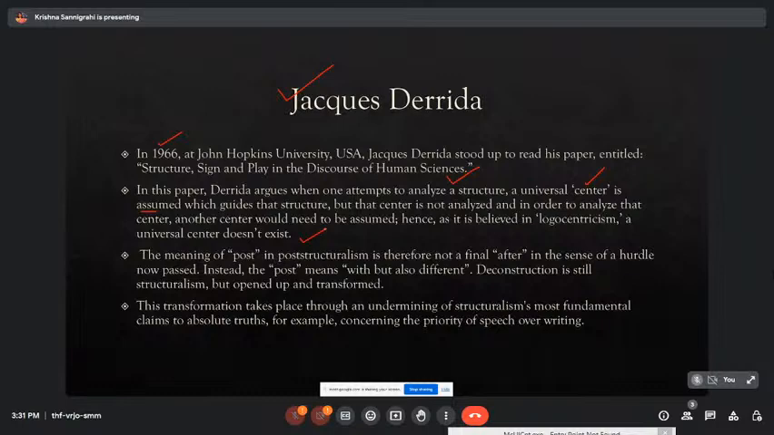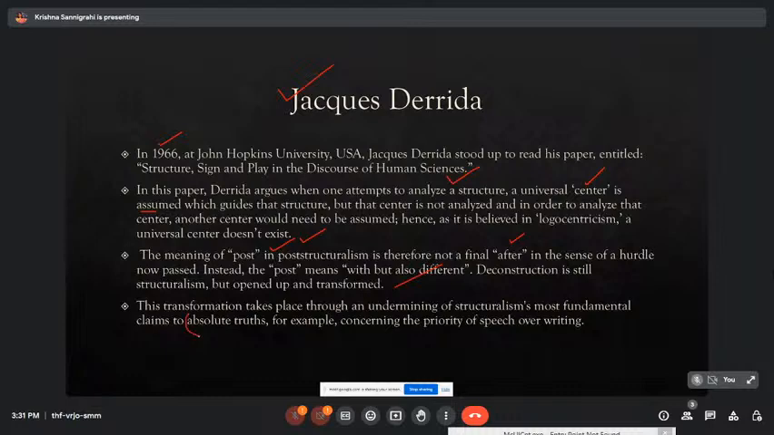So the things which were accepted in structuralism are questioned when we are talking about post-structuralism. Now, what does post mean? The post in post-structuralism is therefore not a final after in the sense of a hurdle now passed. Instead, post means with, but also different. Deconstruction is still structuralism, but opened up and transformed. So deconstruction is deconstructing the structures which were earlier accepted as universal. This transformation takes place through an undermining of structuralism's most fundamental claims. So these claims were questioned.